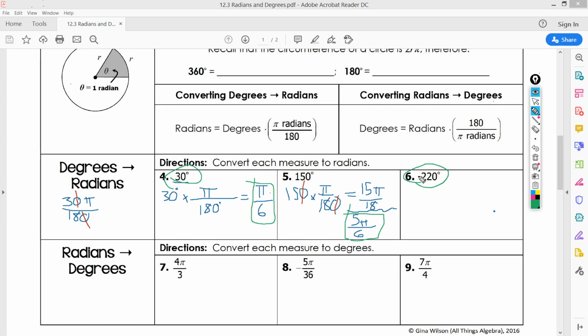The negative doesn't affect anything, so when you try this problem out, don't be tripped out by it. It just becomes negative whatever it would normally be. And your answers can have a higher numerator than a denominator. It's not a big deal. So I'll leave that one for you guys.